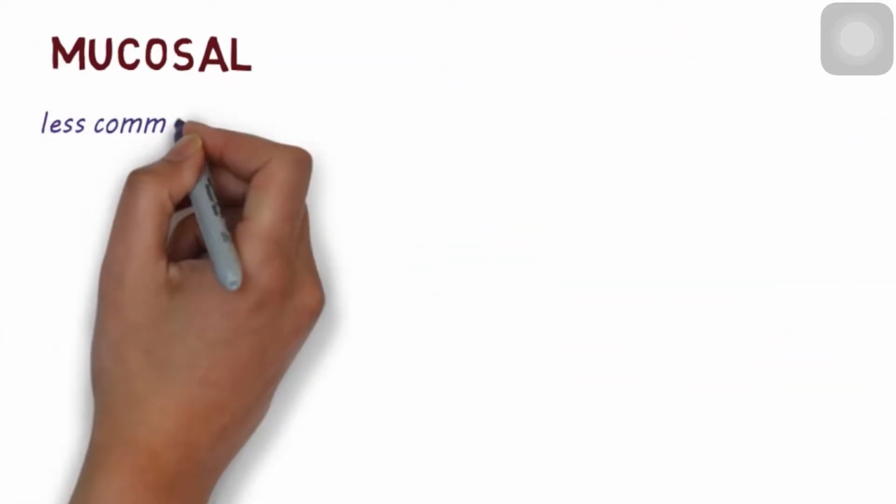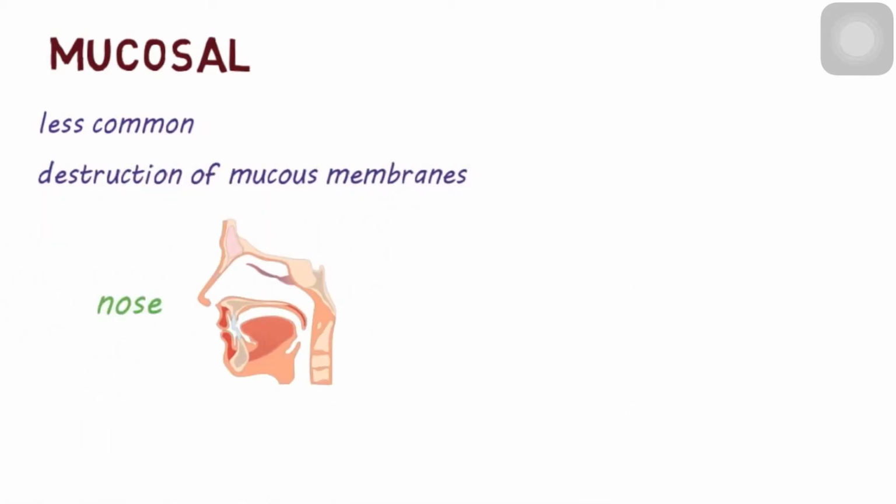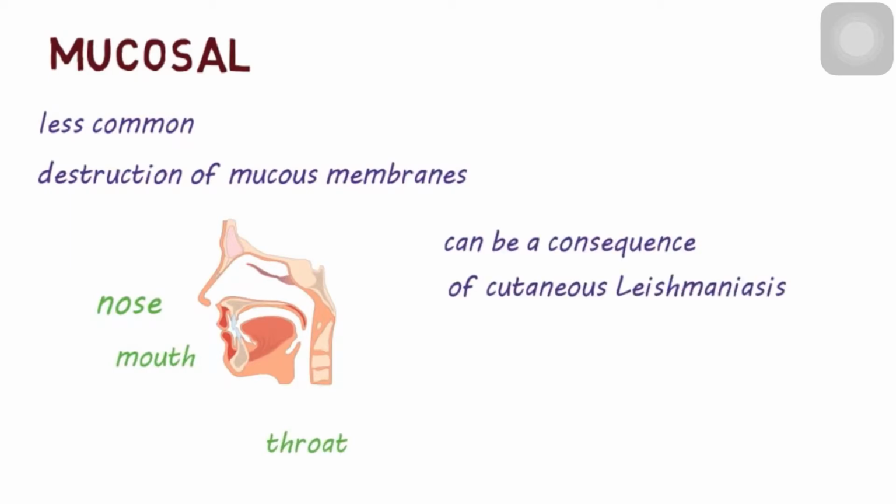Mucosal leishmaniasis is a less common form. It can lead to partial or complete destruction of mucous membranes in the nose, throat, or mouth. It can sometimes occur as a consequence of cutaneous leishmaniasis.